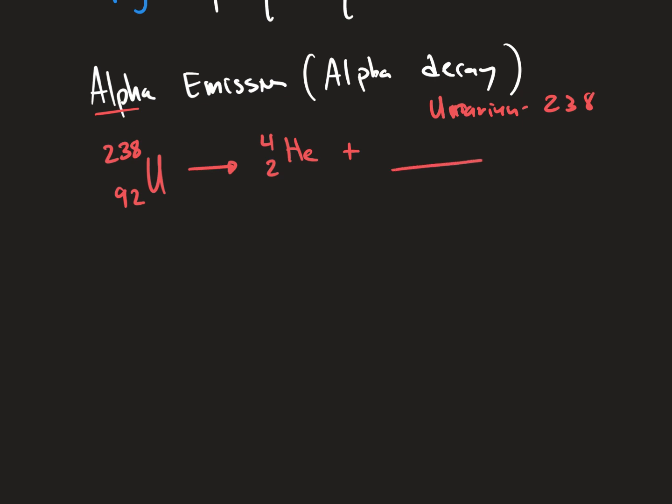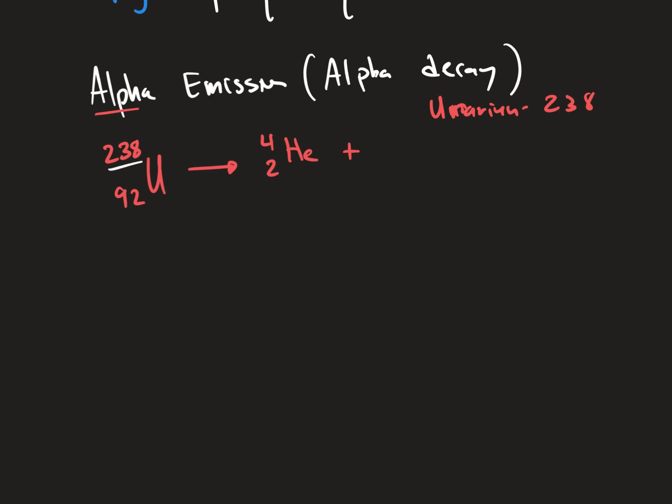What are we left with? This will be a good test question. What is the product? Thorium? How do you know? 2 plus 90 is 92. Yeah. We have a mass of 238, and we can write an equation.